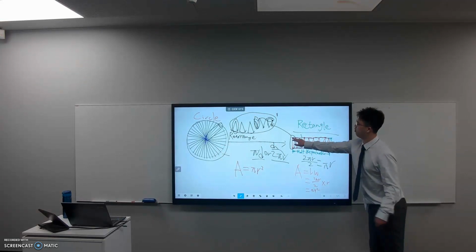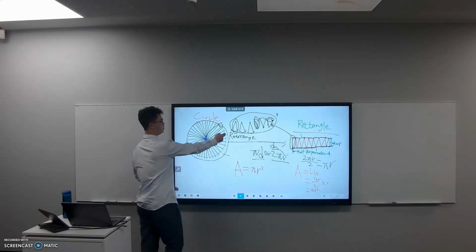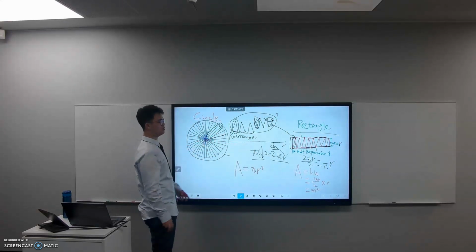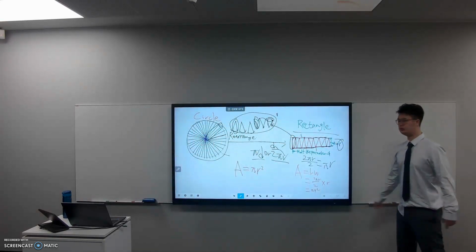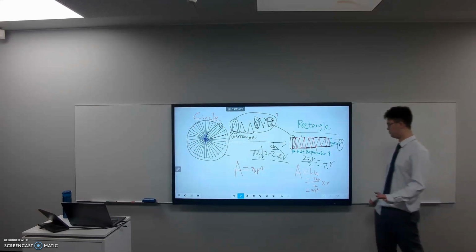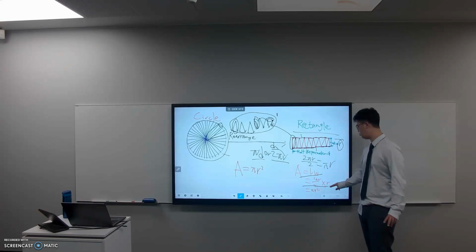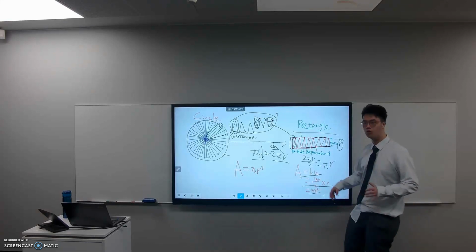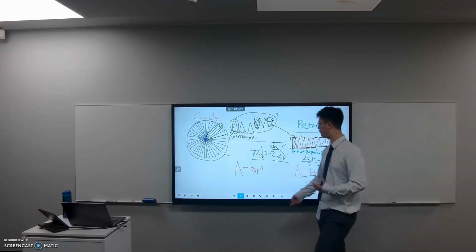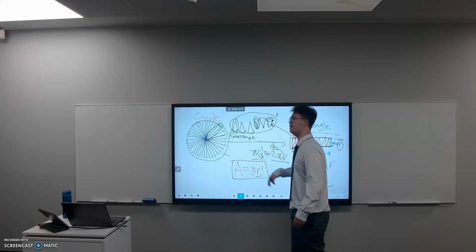And then what about this little section? Well, if you look carefully, you can see this is actually just this section. This is the radius of the circle, so it's r. See how we labeled r here? So we can use the area formula of a rectangle. A equals L times W equals pi r times r equals pi r squared. So we have our formula for the circle, which is area equals pi r squared.